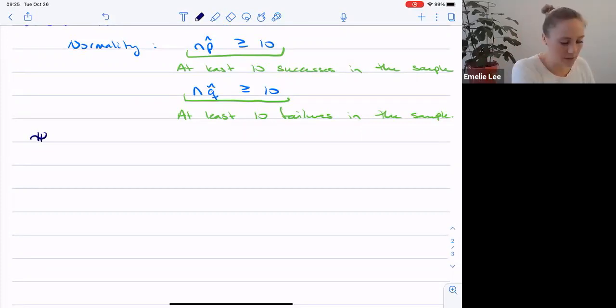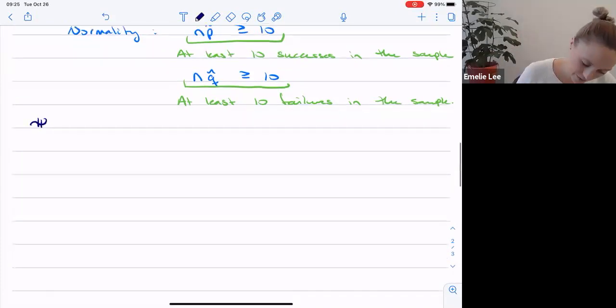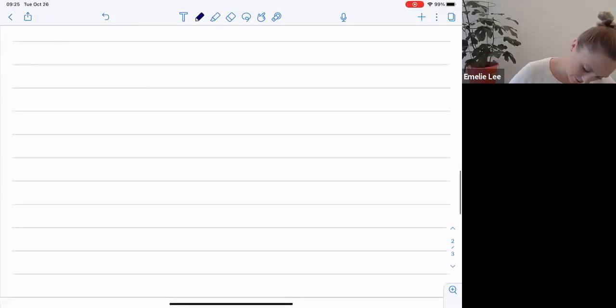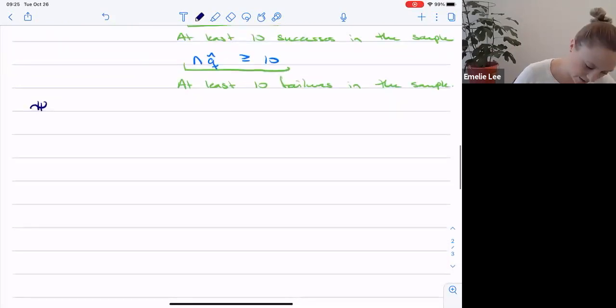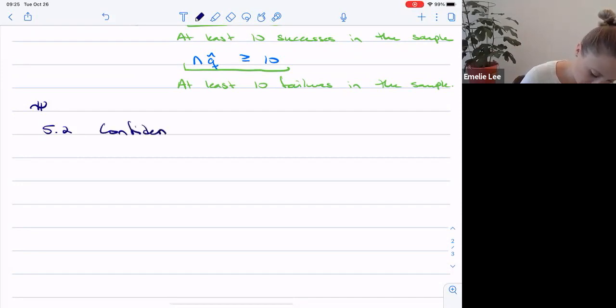And so some notes here. Where am I from a page break? Kind of far away. So I'll just go for it here. 5.2 is called confidence intervals for a proportion.